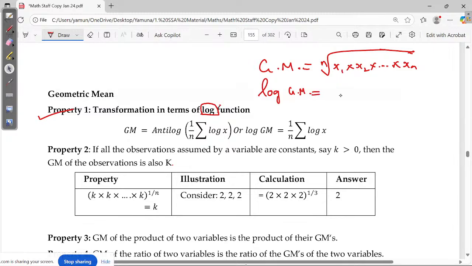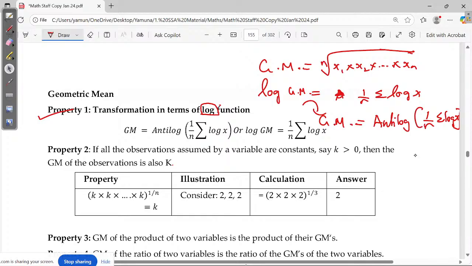If you write it in terms of logarithm, the logarithmic value of the geometric mean is 1 by n summation log x. If you want the geometric mean, then geometric mean is equal to antilog of 1 by n summation log x. Is it okay? Shall I write this 1 by n summation log x as summation log x by n?